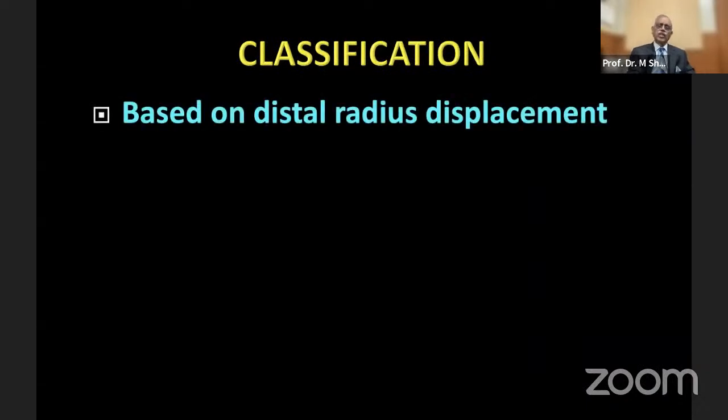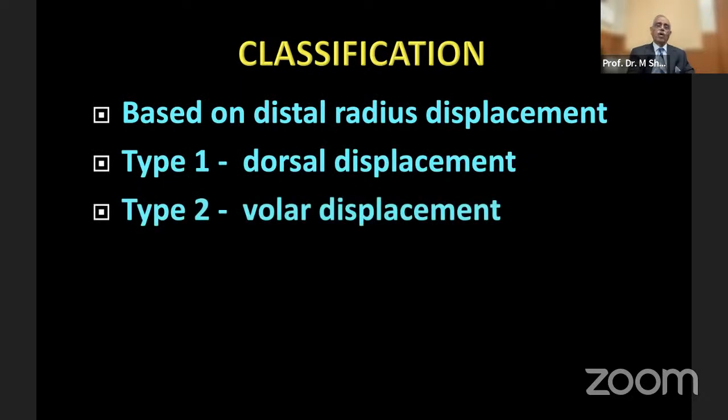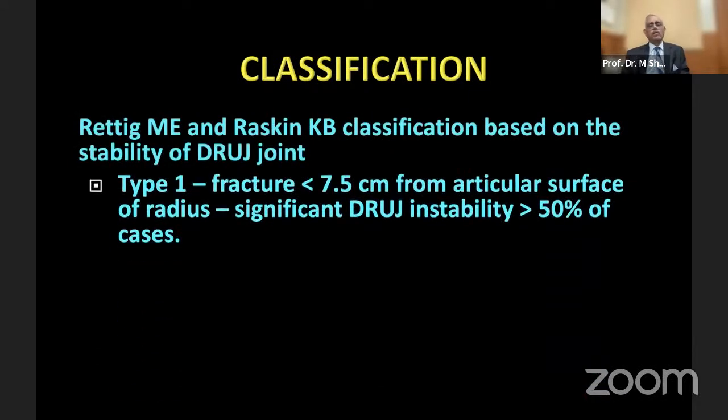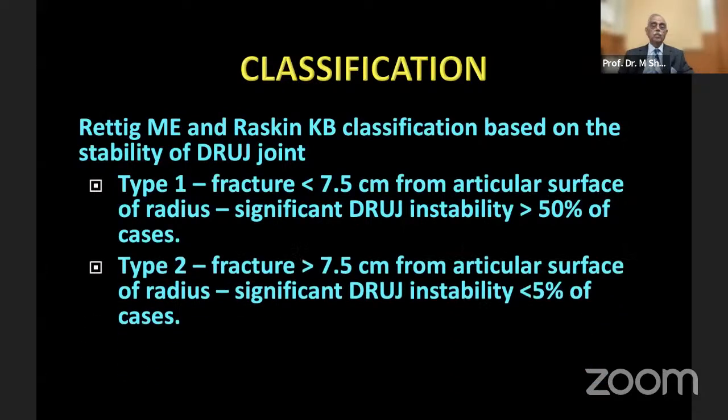The classification initially was based on the radial displacement, dorsal or volar displacement. Mohan and Raskin classified type 1 as less than 7.5 centimeters from the articular surface of the radius, with, as I told you, significant instability in 50% of the cases. And if it is more than 7.5 centimeters, the instability will be less. But we must understand that 7.5 centimeters in an American giant is not comparable to an African Bantu, where the length of the whole radius may be about 10 centimeters. So this is not a very good classification.